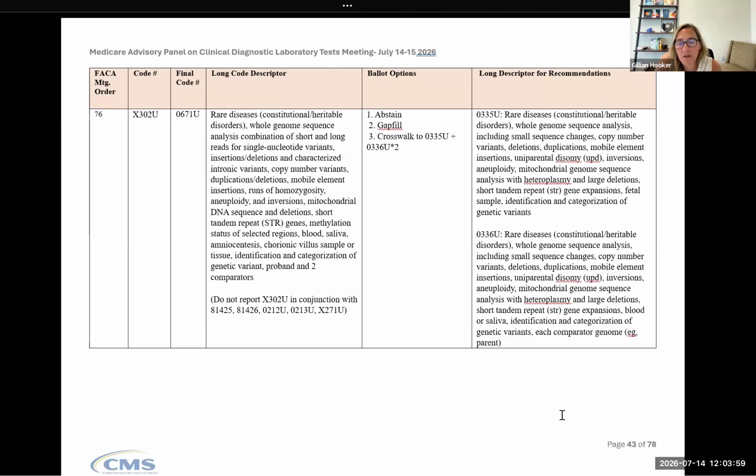The submitted recommendation for this is 0335U, which is the whole genome sequencing code for fetal samples, plus 2 units of 0336U, which are the comparator codes for the genome sequence analysis in fetal samples. The subcommittee and myself reviewed this, agreed with that crosswalk recommendation of 1 unit of 0335U plus 2 units of 0336U. If anybody has any questions or comments from the panel members or CMS? If not, panel members, please cast your votes.